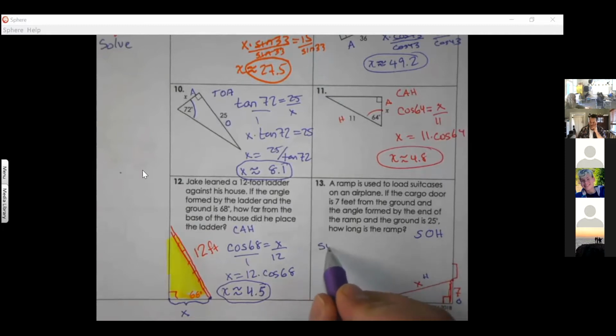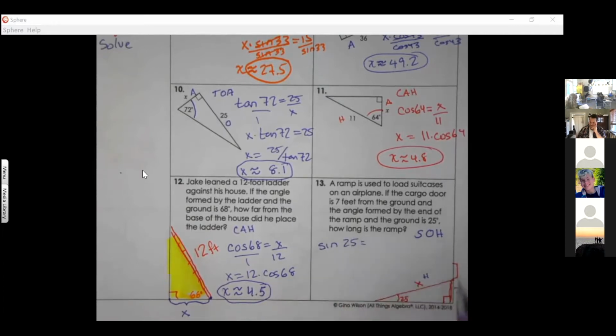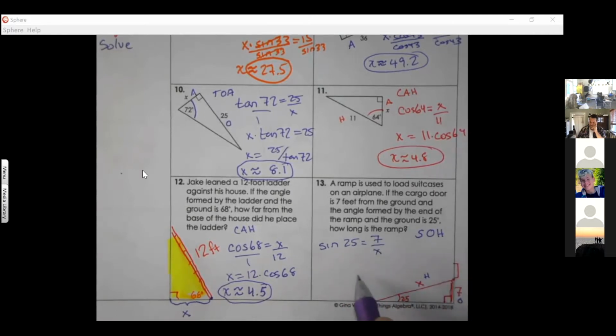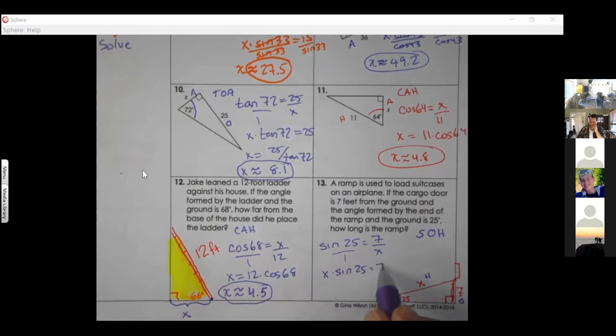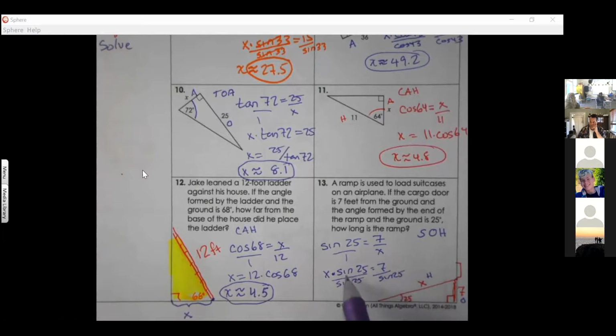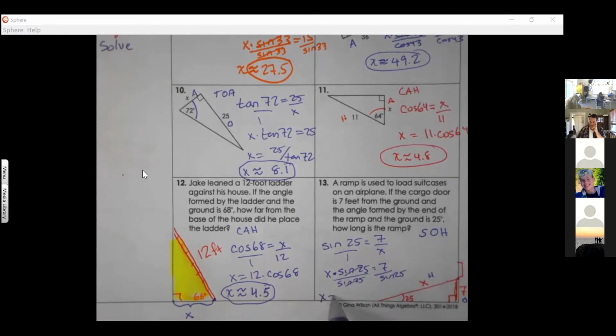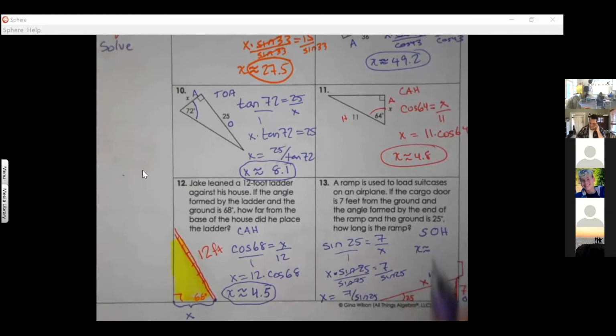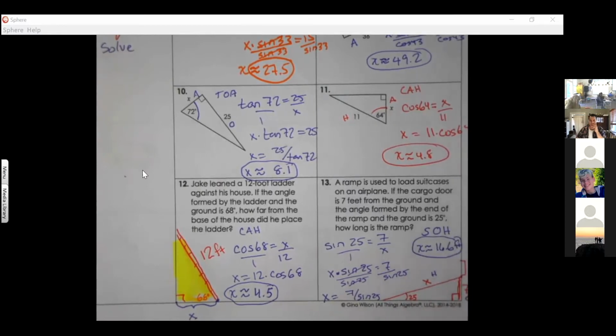This looks like sine. So sine of 25 equals 7 over x. So x times sine 25 equals 7. I want just x. This is x being multiplied by this mess, so I have to divide by it on both sides. And I get x is equal to 7 over sine 25. So x is about 16.6 feet.